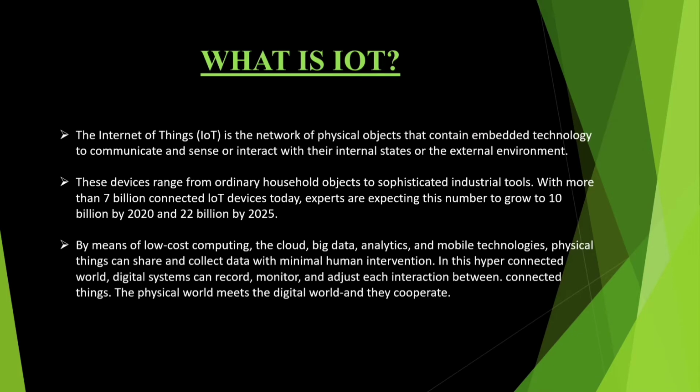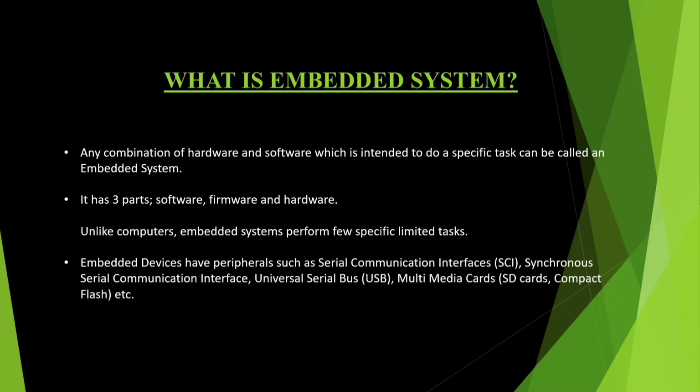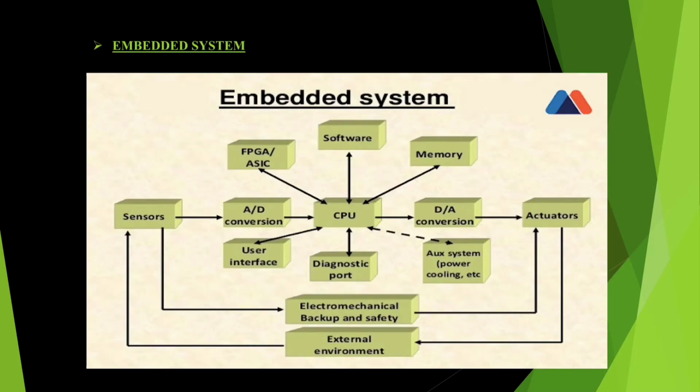Let's see what IoT, the Internet of Things, is. In simple words, it describes physical objects that contain embedded technology to communicate. Now, let's see what an embedded system is. Any combination of hardware and software which is designed for a specific task is called an embedded system. This is the embedded system architecture.